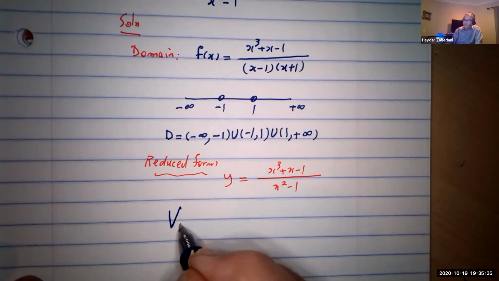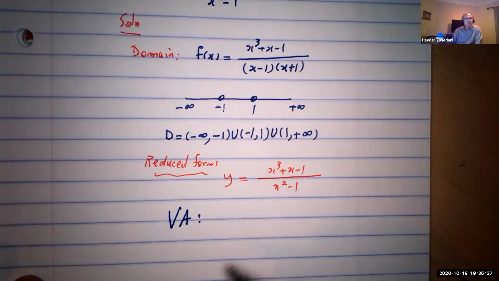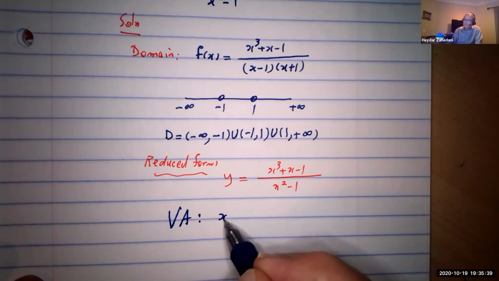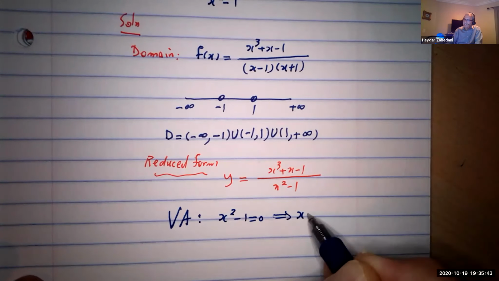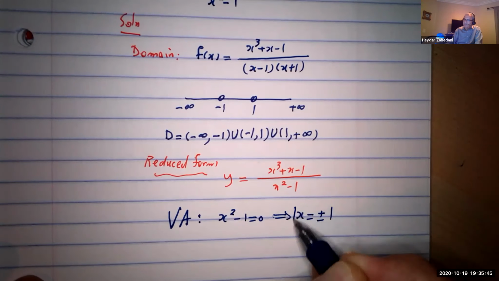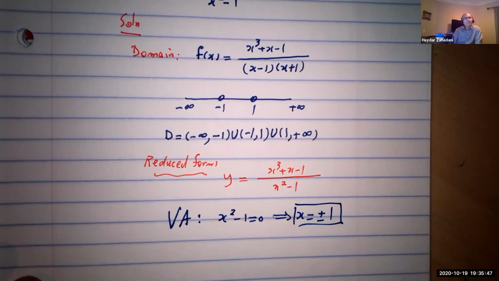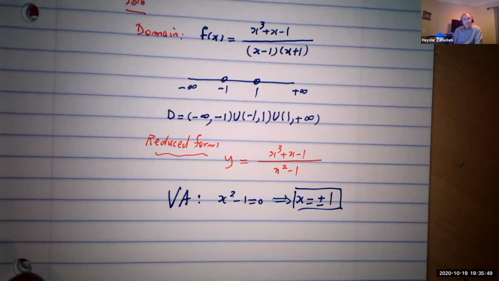Vertical, remember to start with the x. Denominator equal to 0. x squared minus 1 equal to 0. That gives you 2 points, 2 lines, positive and negative 1. Vertical asymptote. Because the denominator would be 0, so y would be infinity. That's why it's a vertical asymptote. Question?